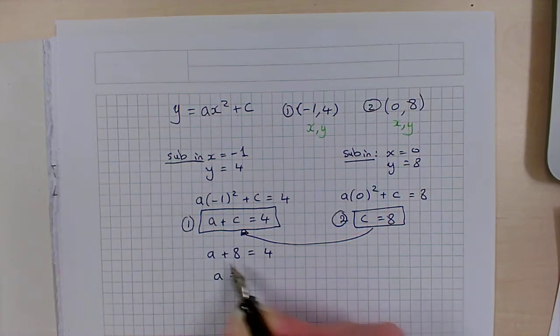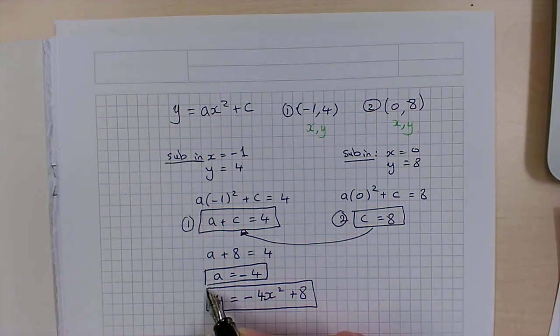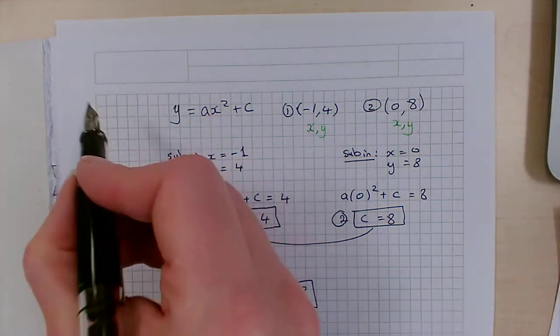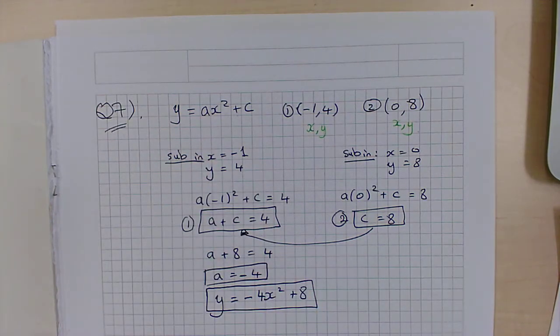So a is equal to 4 take 8, which is -4. And that's the answer to the question. They asked us to find the values of c and a. They didn't ask us to do this, but I'm going to do it anyway. It means that our function was -4x squared plus 8. It's always useful to bring it back to where the question came from. So that was question 7. Just to remember, if they give you points on a function, you can sub in the x and the y values to make an equation.